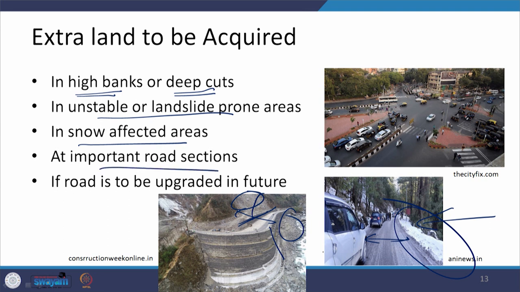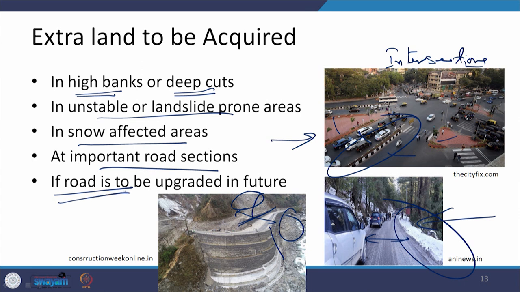Important road sections. If you talk about this particular photograph, this is an intersection, and it can be one big intersection where a lot of roads are coming, meeting and diverging, and there is a lot of traffic also. There can be movements of pedestrians too. So, we need to provide the facilities for the pedestrians, we need to provide the facilities for the vehicles, we need to provide the medians in the center. So, a lot of things are there for which spaces need to be dedicated.